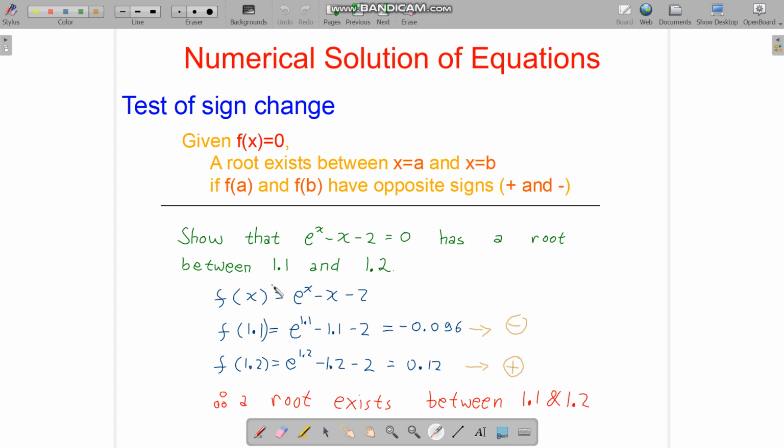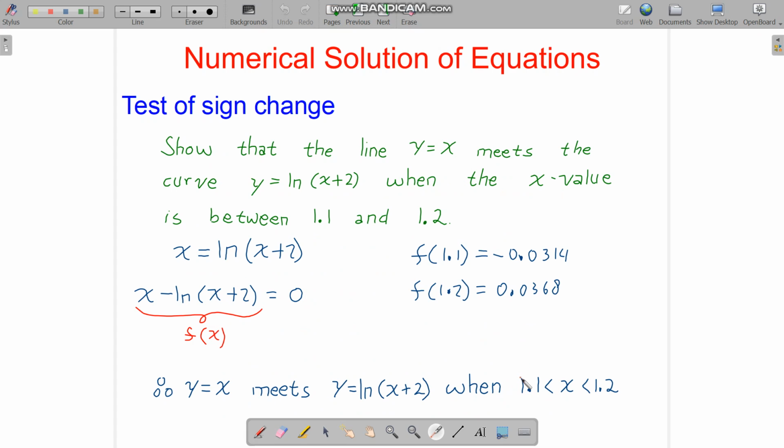So the f of x is e to the x minus 2, because it's the function something equals 0. So this is the f of x. You plug in 1.1, plug in 1.2, and you'll get something negative, something positive. We have a sign change, so the root exists.